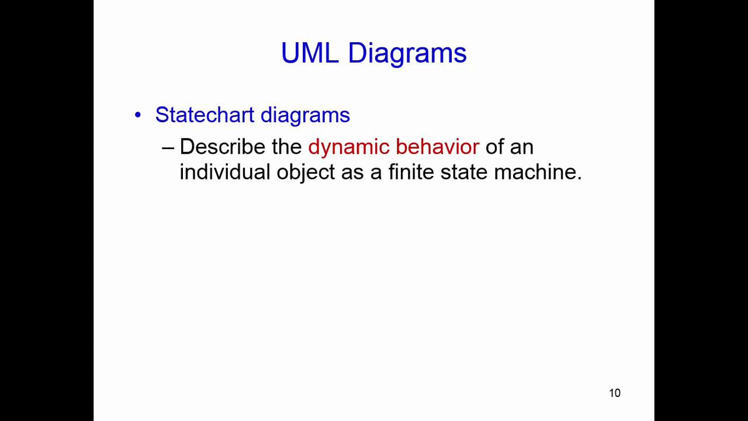A state chart diagram looks like one of the diagrams, the causal loop diagrams that we discussed in class, is very similar to that one. It describes the dynamic behavior of an individual object as a finite state machine. So we're going to have some states, and we're going to connect those states according to what's going on with your system.